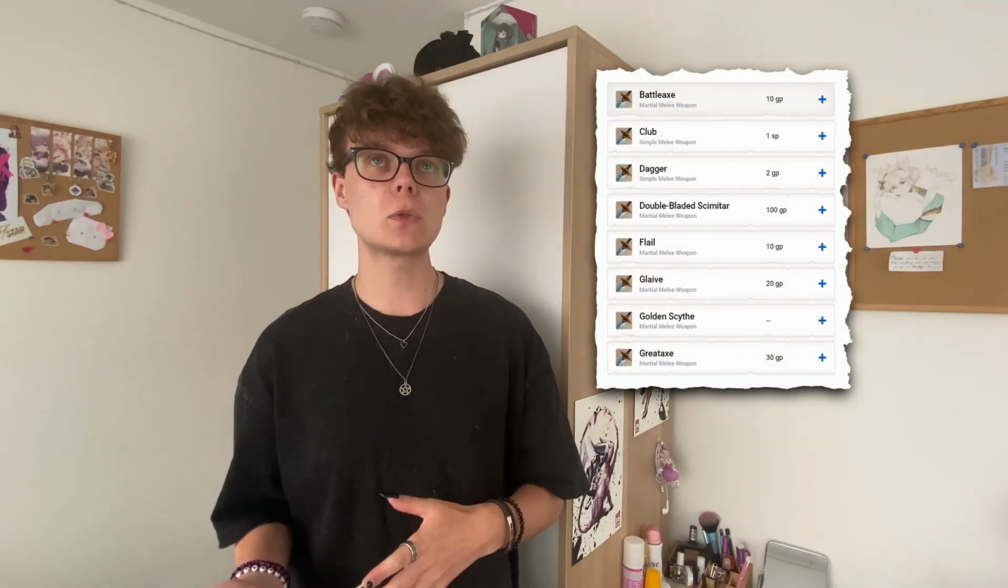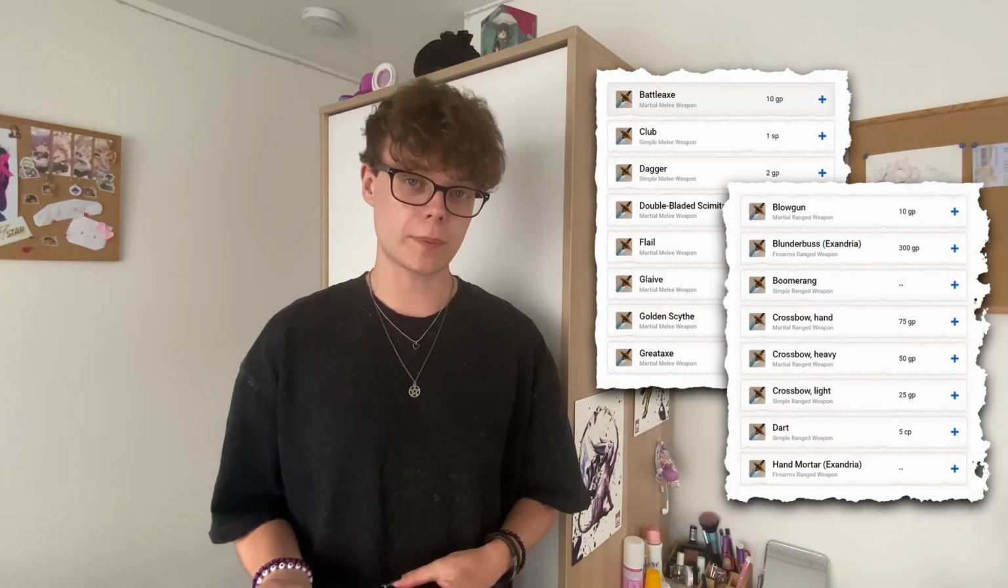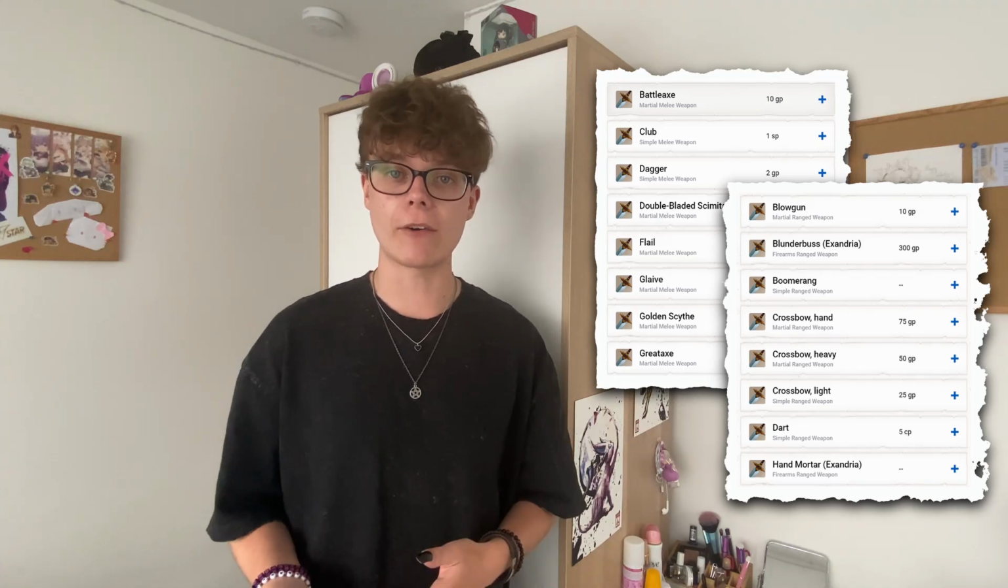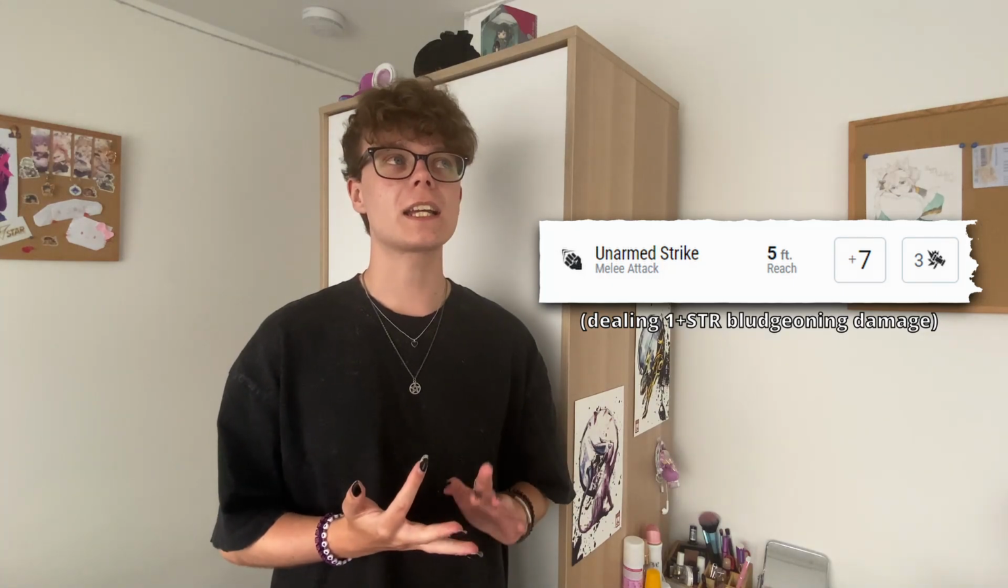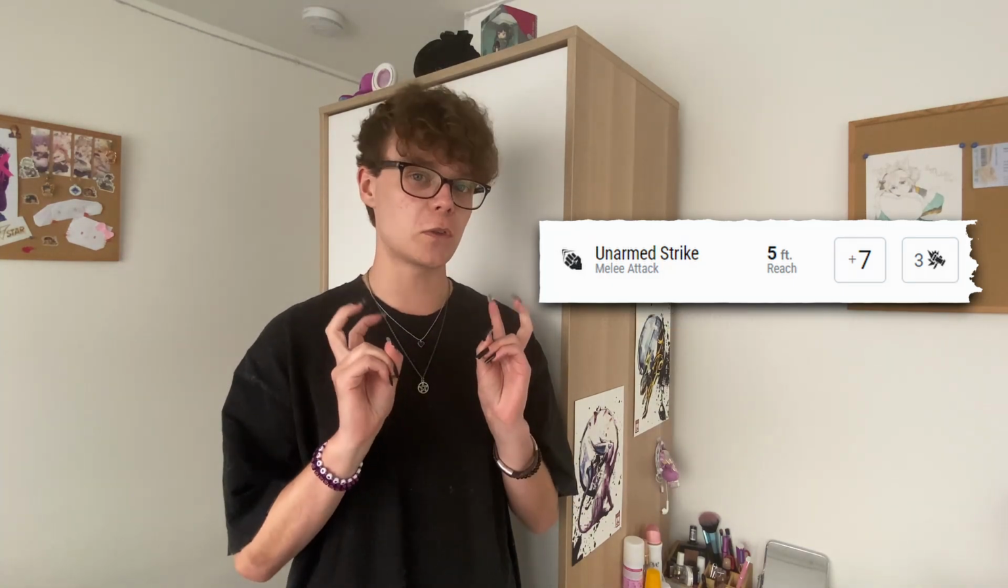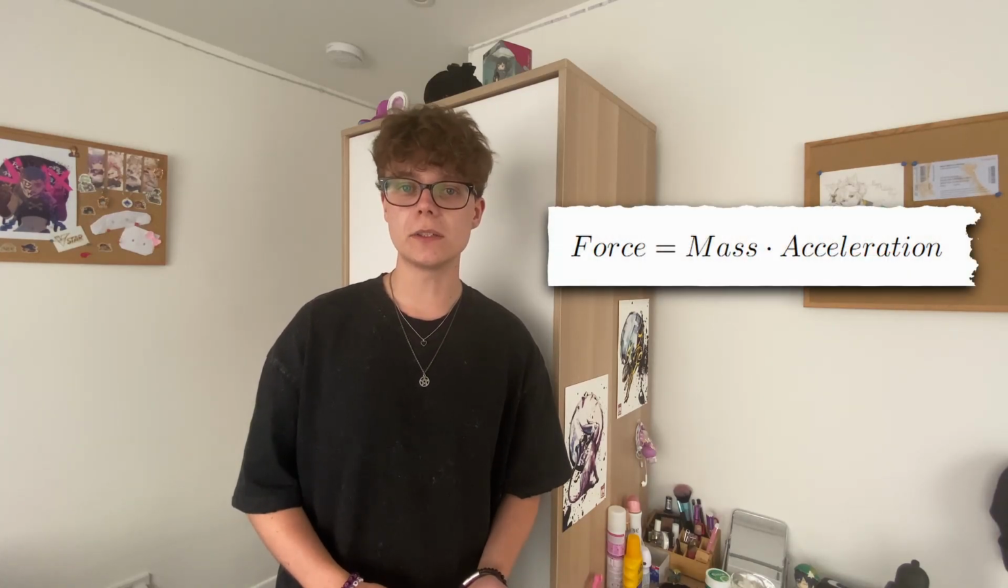For that reason, we'll look to the weapons used in D&D. There are two main categories of weapon. There are melee weapons, which are things like swords and clubs, and ranged weapons. These are things like the bow and arrow. We'll also look at the unarmed strike, which is defined in the official rules as a punch, kick, headbutt, or some other forceful blow.